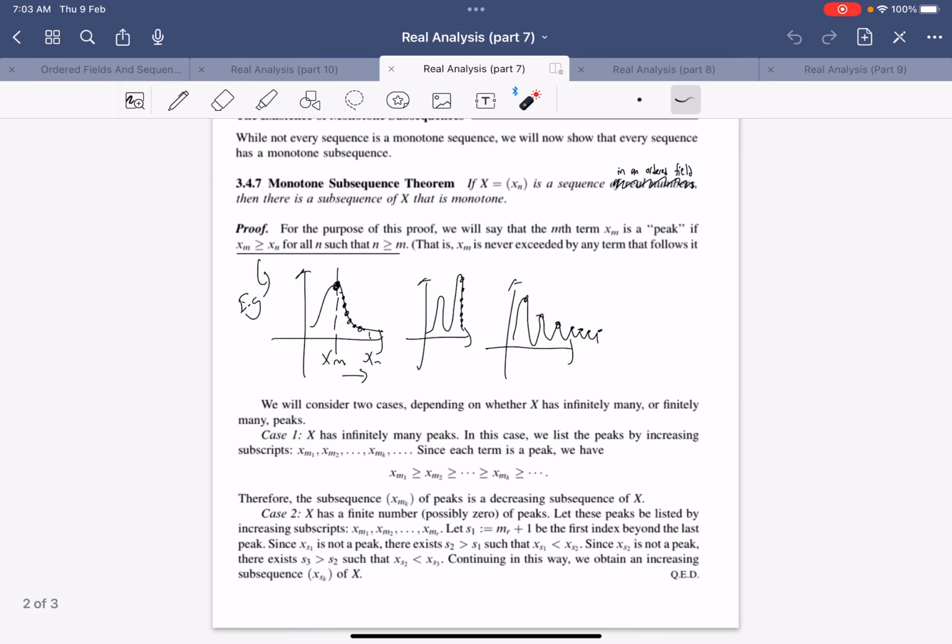After you have considered what a peak is, there are two types of sequences: one where there are infinitely many peaks, and the negation of that, finitely many. If you have infinitely many peaks, like in this case, then you can create a decreasing chain, and so this subsequence is a decreasing subsequence. Let's say that you have finitely many peaks. Then we can index these peaks in a way such that we obtain an increasing subsequence.